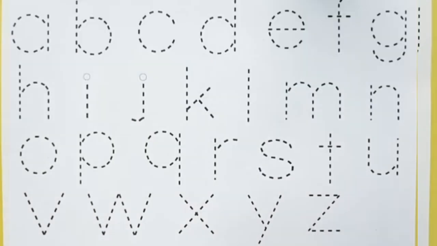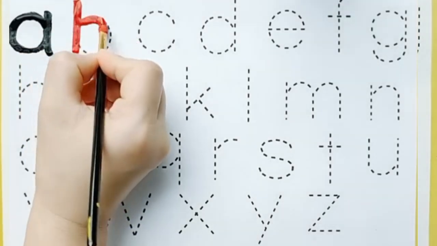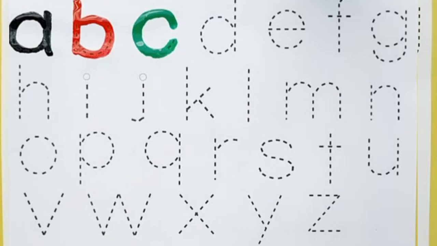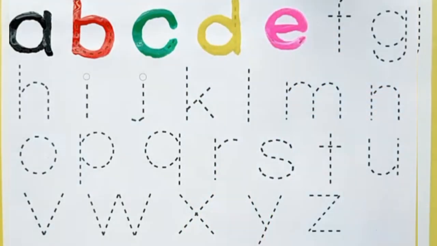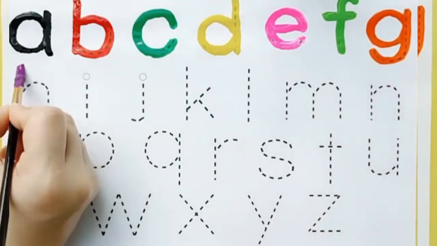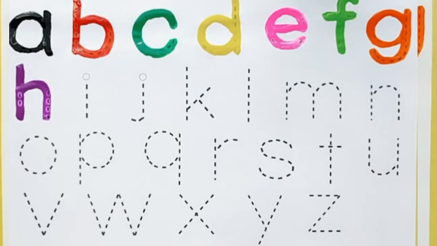Small letters. A for ant. B for bear. C for cat. D for dog. E for elephant. F for fish. G for gorilla. H for horse.